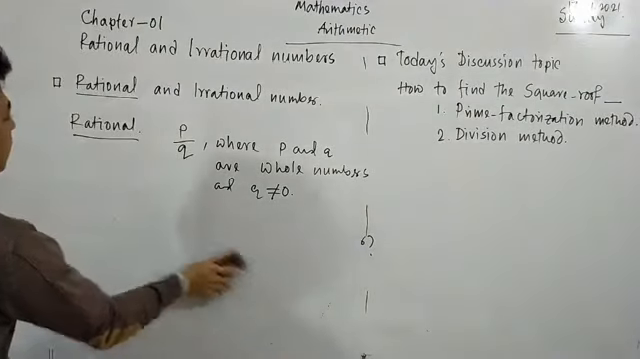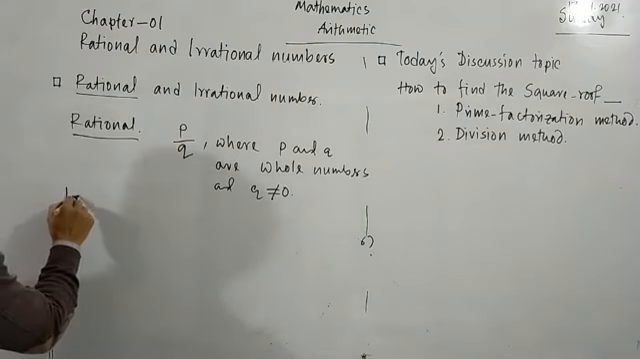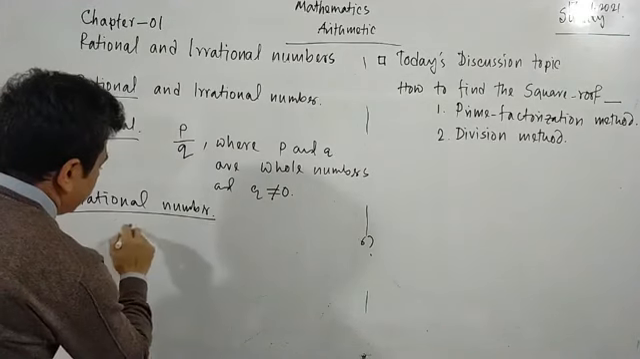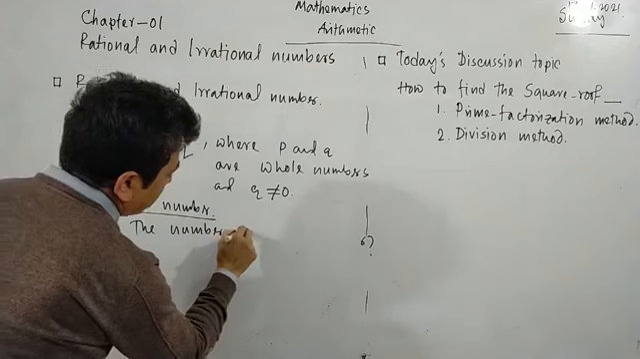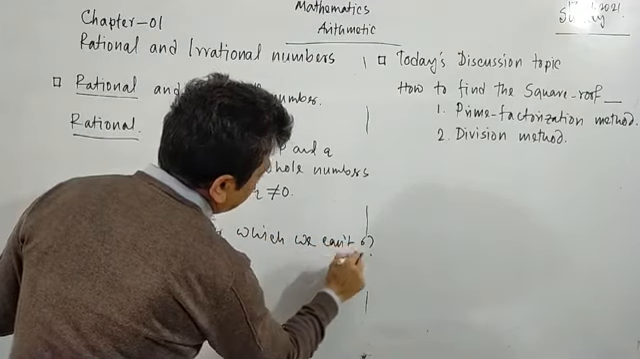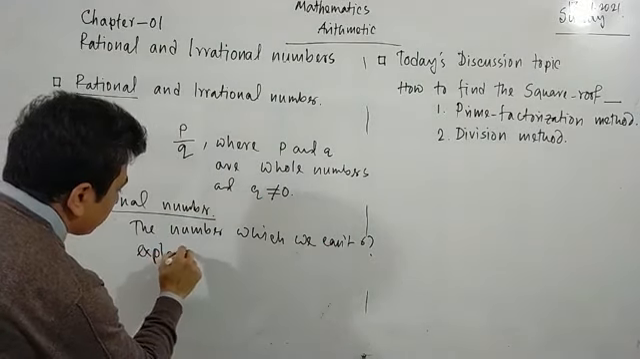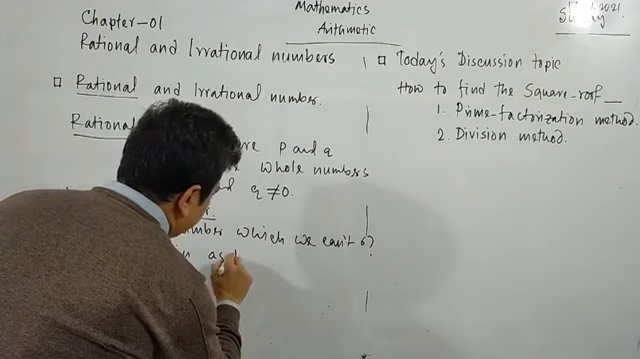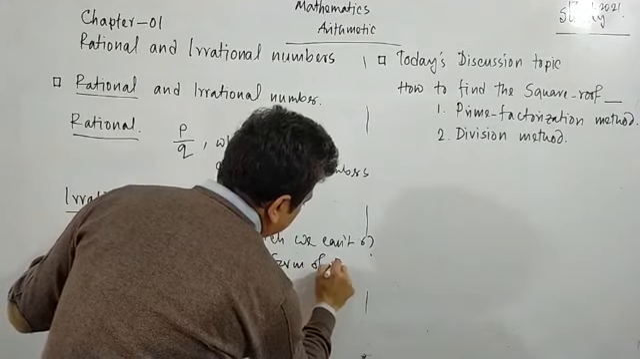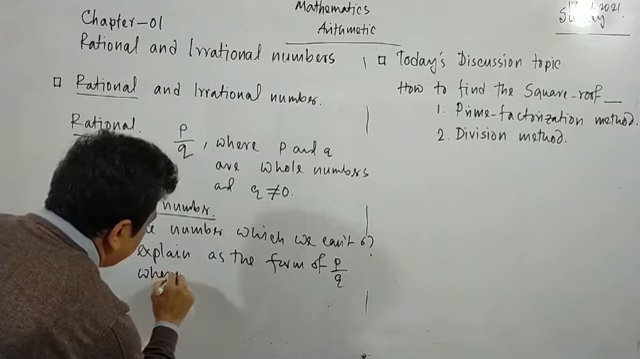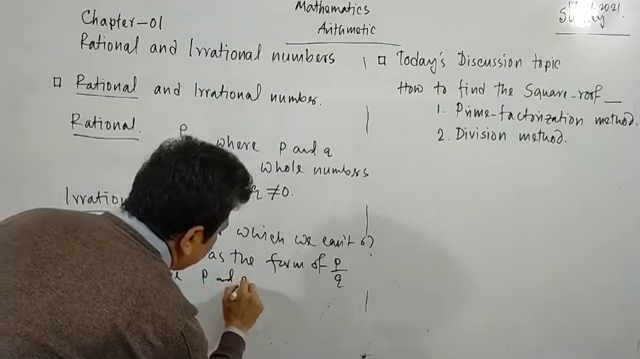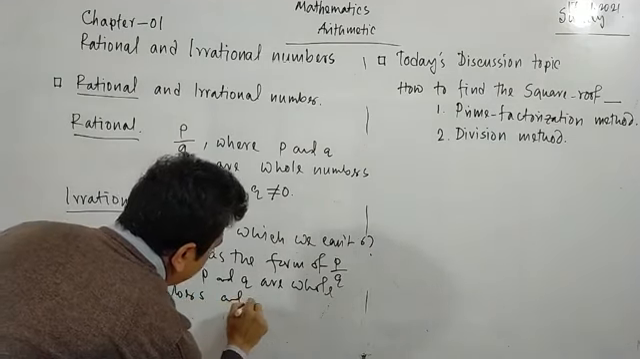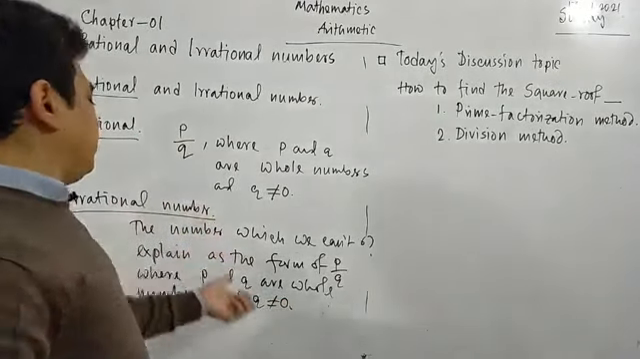Okay, what is an irrational number? The number which we cannot explain in the form of p divided by q, where you must write what p and q are: p and q are whole numbers, and q can never be 0.